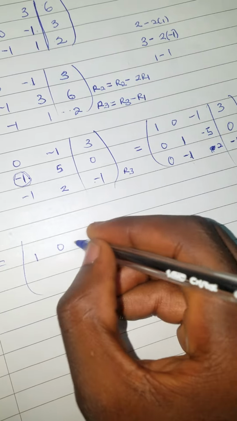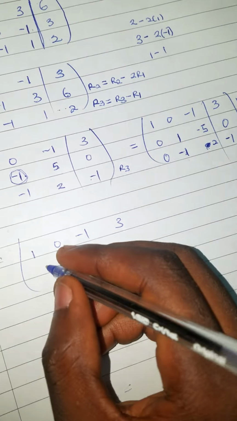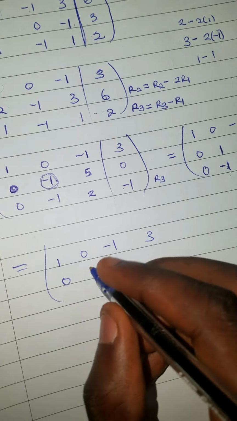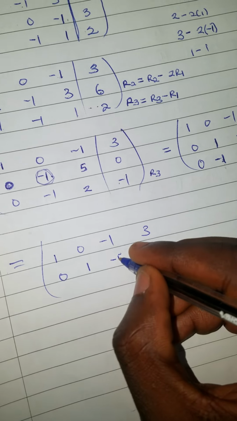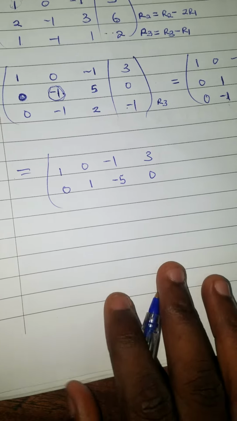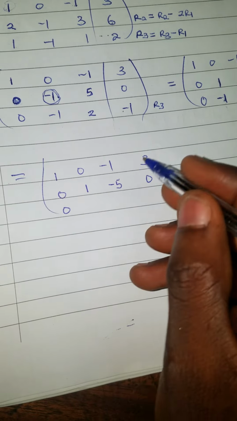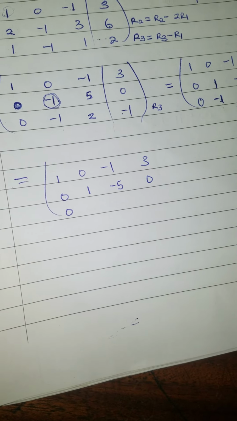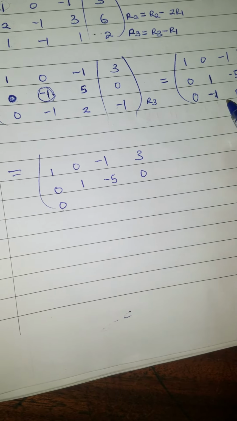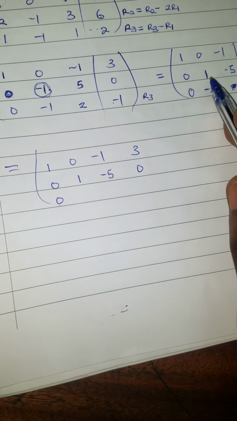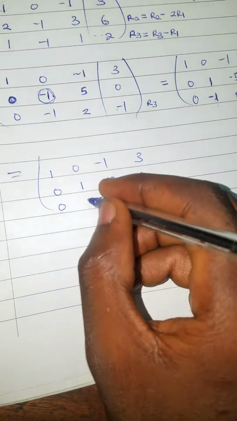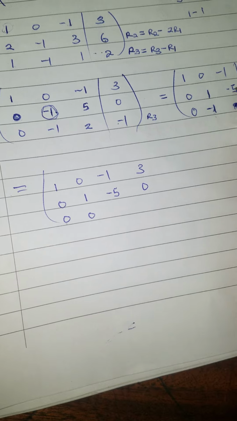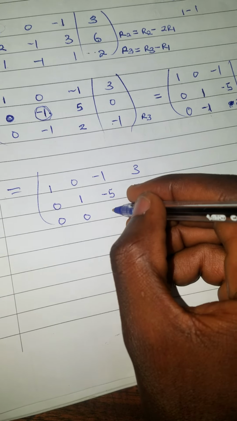Row 1 is 1 0 minus 1 3. Row 2 is 0 1, you maintain it, minus 5 0. And our row 3 is what we are looking for: 0. It's already 0, and this plus this. Row 1, our new row 3 is what? 0 plus 0 is 0. Minus 5. Now 1 plus minus 1 is also what? 0. That is what we are trying to achieve. And then this plus this will be minus 3.